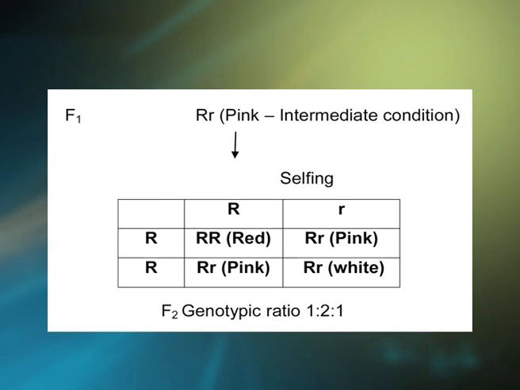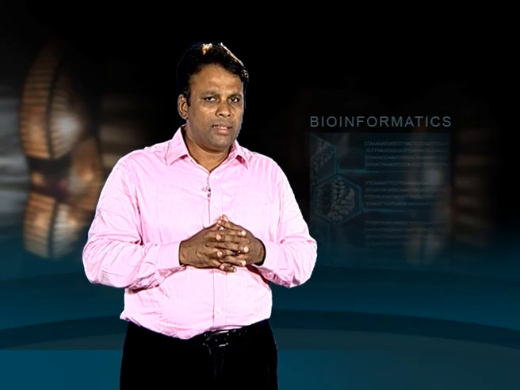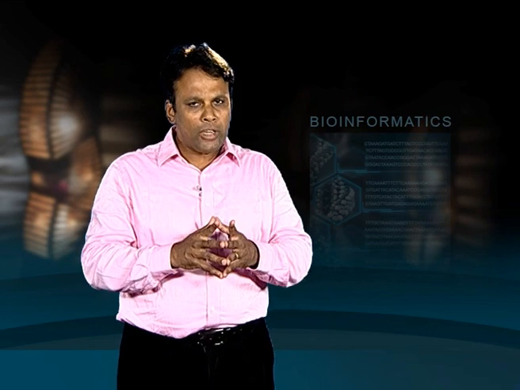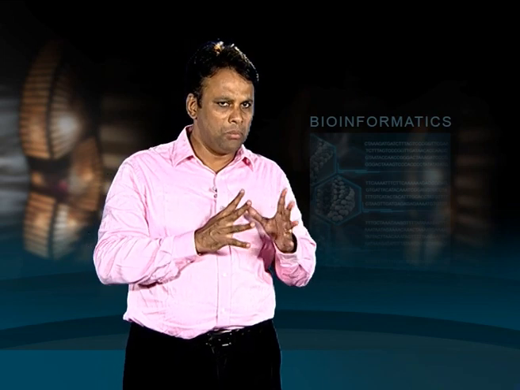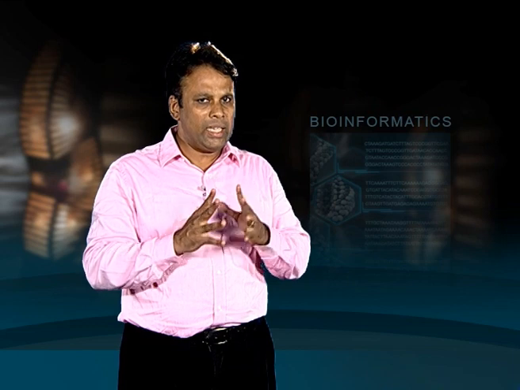When the F1 pink-flowered plants were self-pollinated, they produced red, pink and white flowered plants, and the segregation is in the ratio 1:2:1 in the F2 generation. In this case, the red color producing gene is not completely dominant over the white color producing gene. The effect of the 2 alleles is more visible. The phenotype is a fine mixture of the 2 alleles.